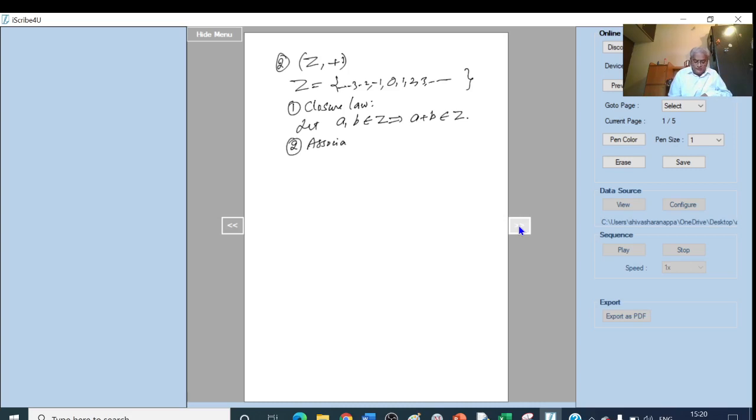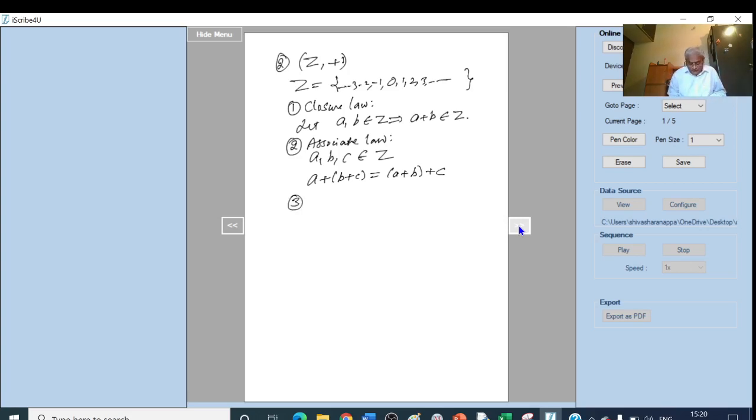Associative. This is also very simple. No need to prove anything here. Directly we can write. See, if A, B, C belong to Z, then can I write A plus B plus C equal to A plus B plus C? Yes, we can write, because whatever may be the order of addition, adding B and C and then with A, or adding A and B then with C, both are same. We are getting the same answer here. So therefore associative law is also satisfied.